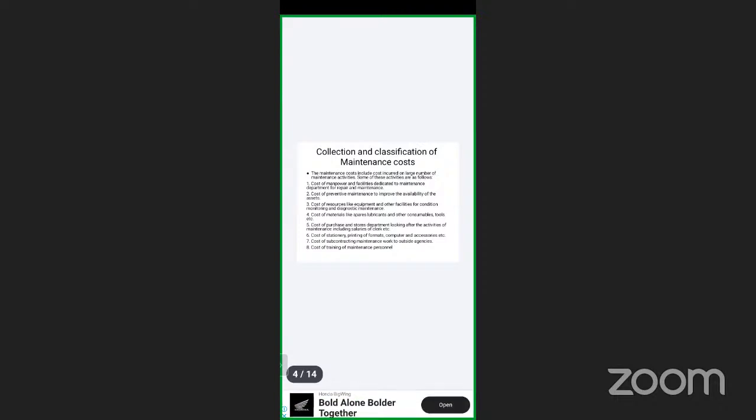You have manpower cost, you have resources cost, you have other miscellaneous costs, you have office and administration cost, and to the people you have to give training also. So those training costs are also included in the maintenance department. Are the costs clear? Yes, ma'am. These are the different costs which are involved in the maintenance department. So you have to collect all these costs. How much are you spending on each one?